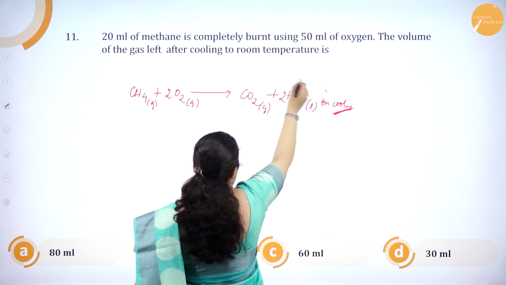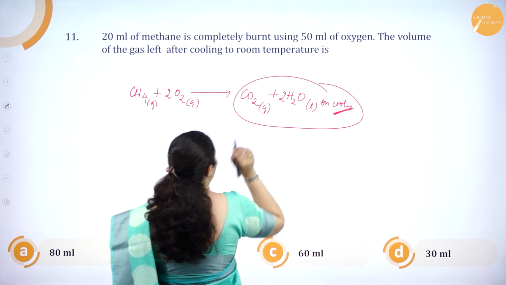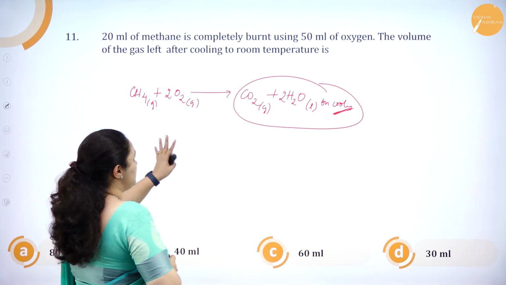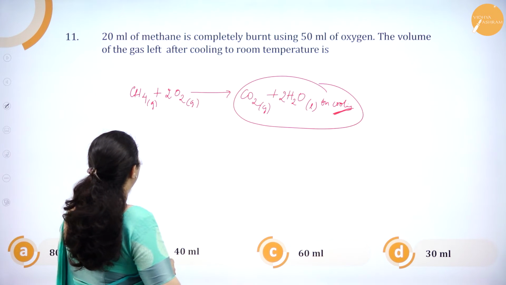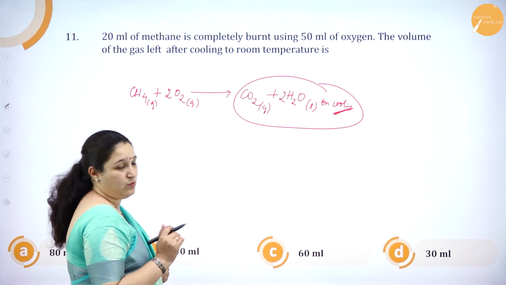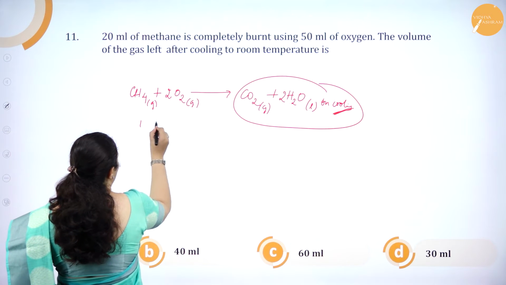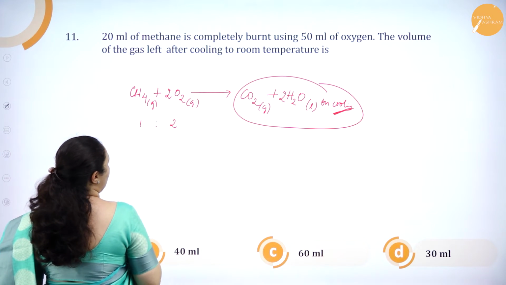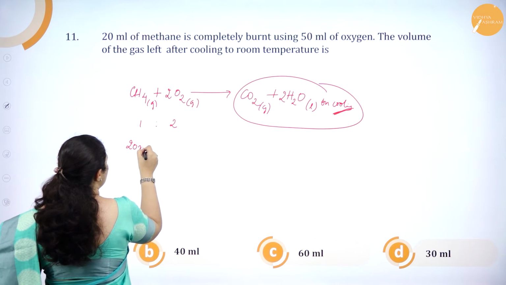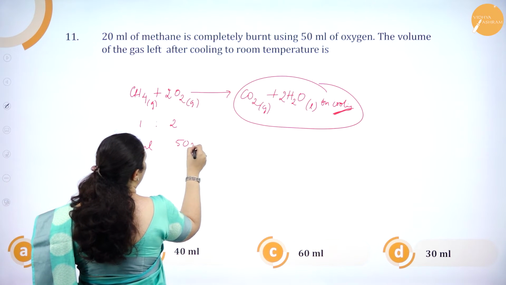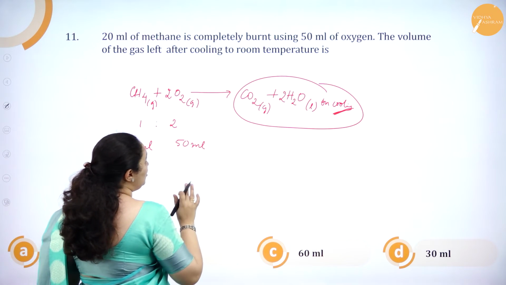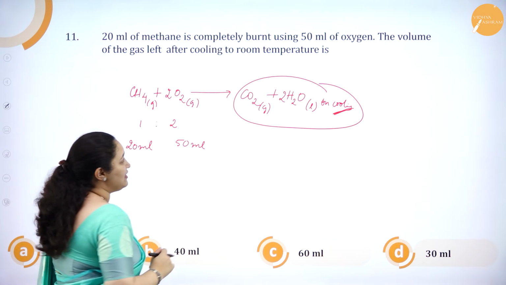When it is cooled, water will become liquid on cooling. Okay, that is in the products. On cooling, this becomes liquid and this remains as a gas. Oxygen is a gas on cooling also. Methane, we'll see, it will be completely utilized. Why? I'll tell you all. See, I have 1:2 volume I require. So I have 20 ml which is taken and here I have 50 ml of oxygen. On cooling, what is the volume of the gas which is left out?